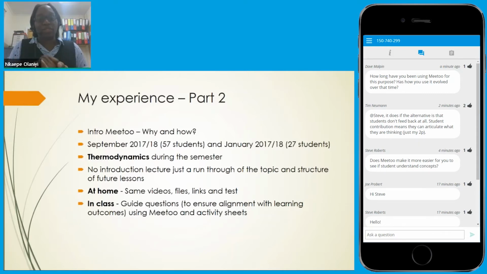Using Meetoo, we went through these guide questions in class, and we also went through activity sheets after everyone was able to understand, okay, I understand what this is, and therefore I can apply it. Once the class was over, I exported the answers into an Excel file and put it on the VLE for them to see in addition to their notes.